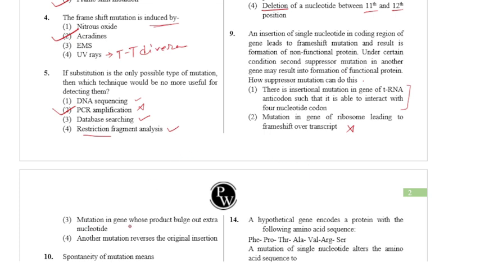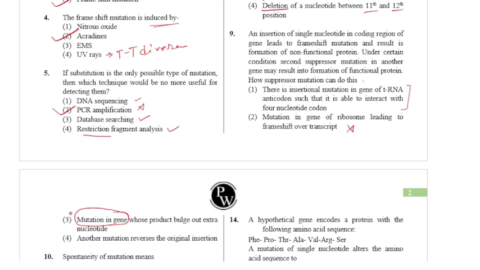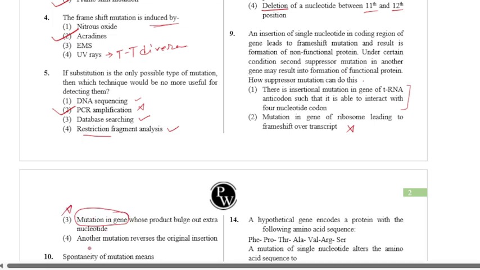Mutation in a gene whose product bulges out an extra nucleotide. But that is not a separate gene mutation. That should be intragenic, not intergenic. So this is also not the answer. And another mutation reversing the original mutation is also intragenic, not intergenic. So option one is the only option we can pick.